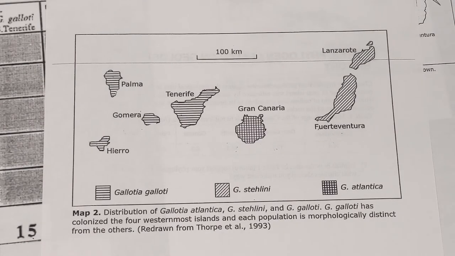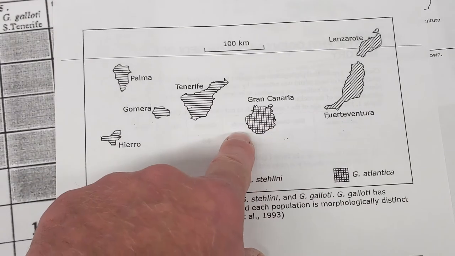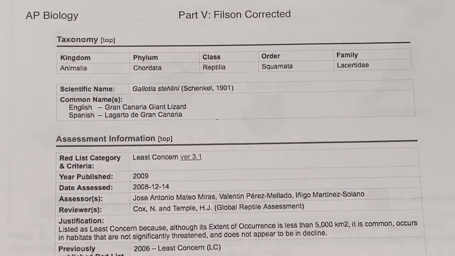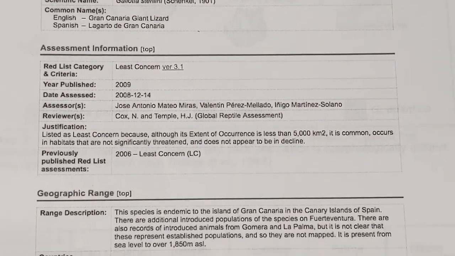So we've done a lot of analysis here, but there is one small problem. And that is, if you look here, it says that this is Stellini and that this is Atlantica. But if you do your homework, you're going to find out that that's not actually the case. So it turns out that the Grand Canaria giant lizard is Galotia stellini. And at first, when you think about it, the Canaries, yeah, that makes sense, but it says Grand Canaria. So this is a little bit worrisome.